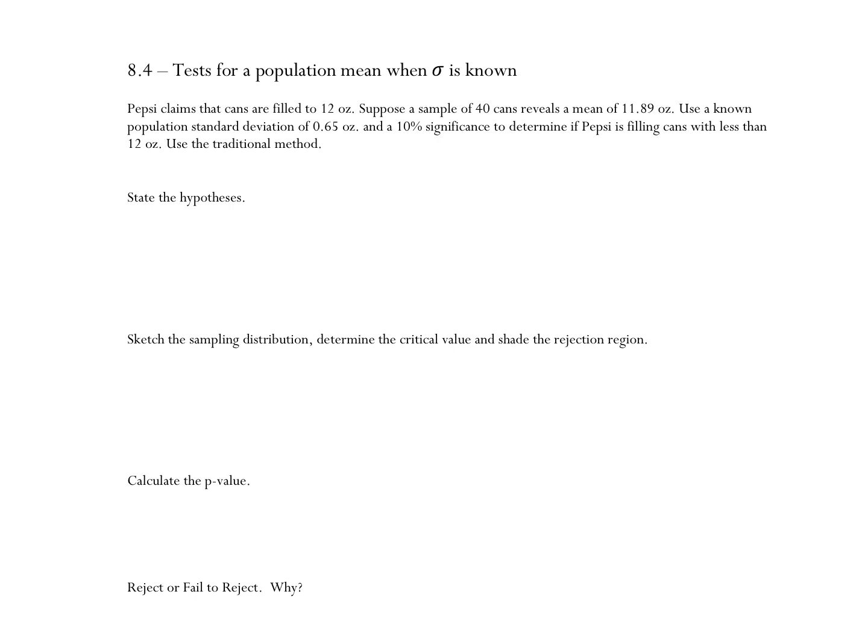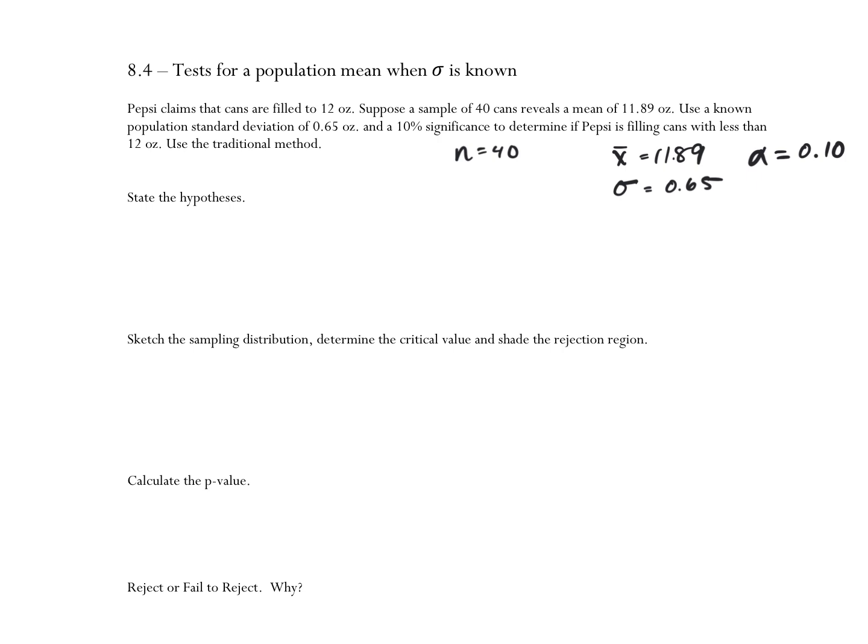Okay, so Pepsi claims that cans are filled to 12 ounces. Suppose you take a sample of 40 cans and you get a mean of 11.89 ounces. You're given that the population standard deviation is 0.65 at the 10% level of significance, so that would be alpha equals 0.10. Determine if Pepsi is... everybody with me so far?